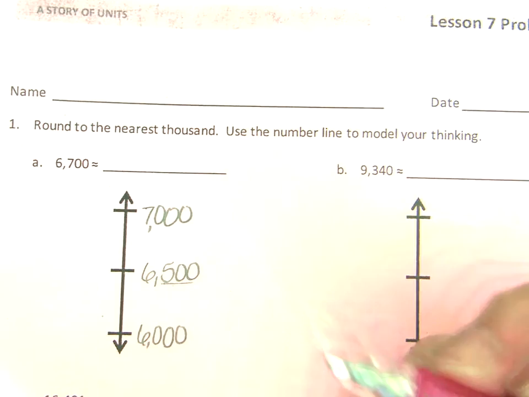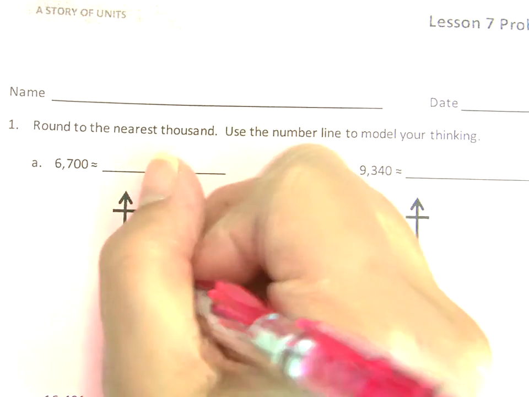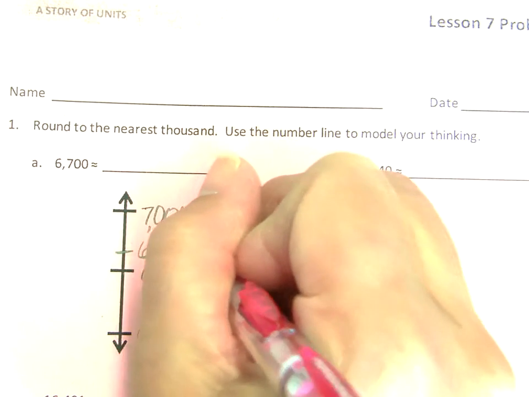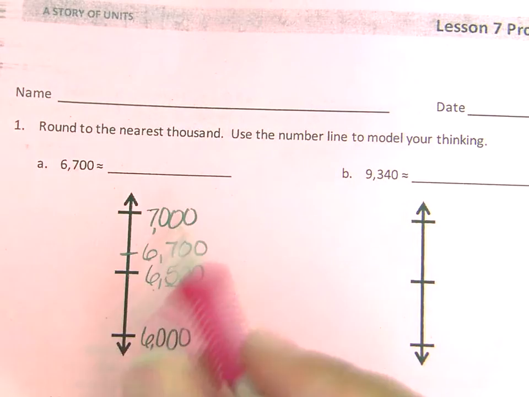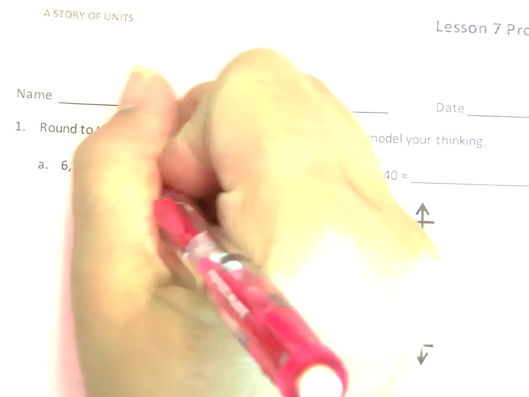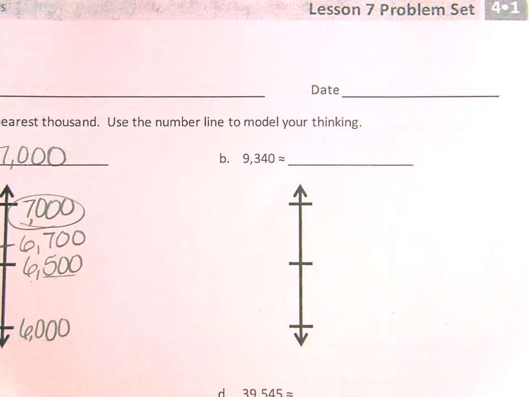So 6,700 is greater than 6,500, so I'm going to put it above 6,500. Now, when I look at this, it's closer to 7,000. I'm going to circle that to help me focus on that number and to be sure that I write that number up on the line. Okay? Let's take a look at the next one.